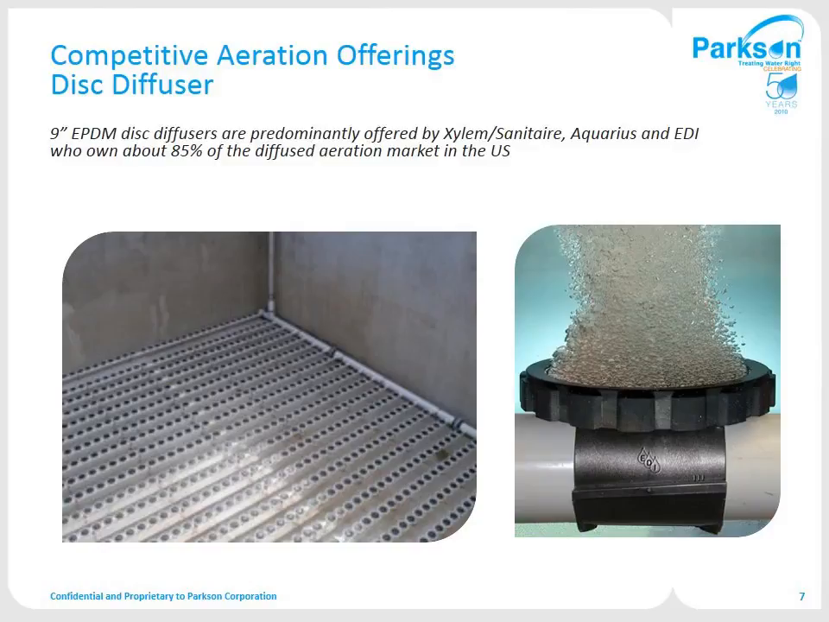Disc diffusers were initially introduced using porous ceramic materials. Biological fouling problems eventually led them to using membrane technology like the tubes. Disc-shaped diffusers can be manufactured and installed at very competitive prices, and they're typically the low-cost leaders of the diffused aeration industry.